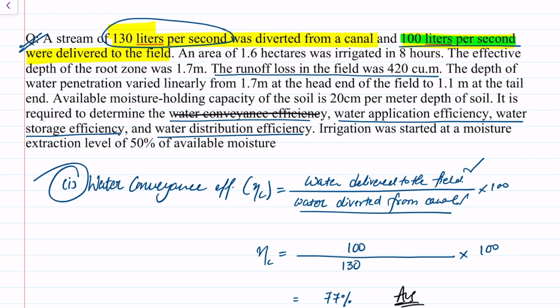So we have been provided an area of 1.6 hectares that was irrigated in 8 hours. All right. So an area of 1.6 hectares was irrigated in 8 hours. The effective depth of root zone is 1.7 meters. The runoff loss is 420. Depth of water penetration varied linearly. So this value will be used in water distribution efficiency, not much required. Available moisture holding capacity is 20 centimeter per meter depth.